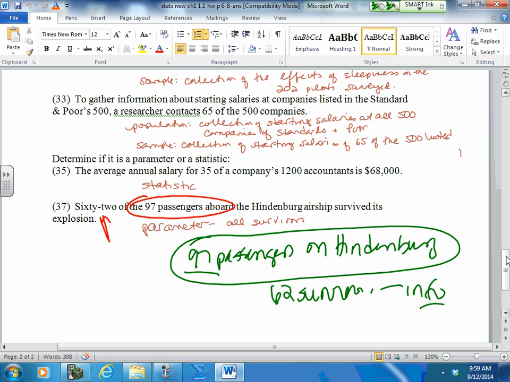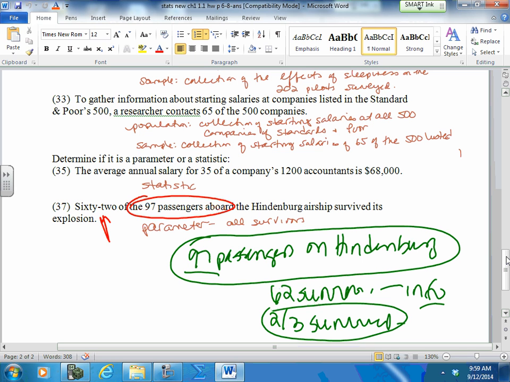It probably would have been a little easier if they said 2/3 survived. Right? 62 out of 97 is almost like 2/3, right? So if they would have said 2/3 or 60% survived, would you see that as the statistic, the information? Yeah, but they just listed it as a number. Any statistics, things that are countable, collectible.